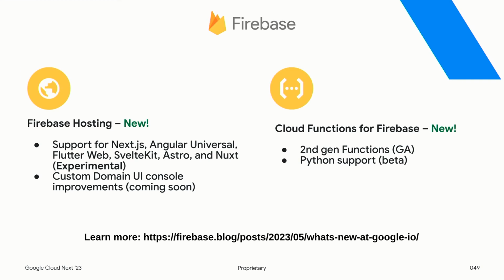And these products are being worked on. So functions, we've just GA'd second gen, following Google Cloud GAing it a little bit earlier than us. We have Python support in beta. On hosting, we have these experiments around these modern applications. We are about to release some custom domain improvements in the console. So we're constantly trying to make these products better. Extensions constantly gets new extensions published and we're tuning. It's a beta product, so we're tuning the UI.